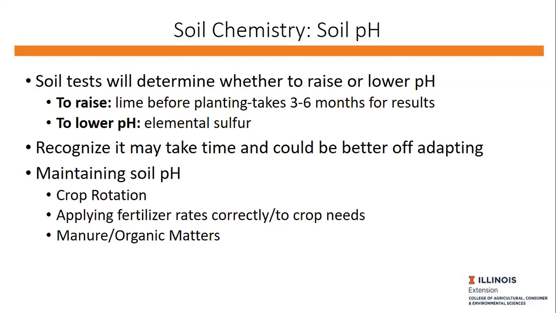As far as maintaining the soil pH, once you have it established or you feel really comfortable with it, I would encourage you to use crop rotation. Make sure that you are applying fertilizer rates correctly and addressing your crop needs. If you are adding manure and other organic matter, you will find that that can also maintain the soil pH. These practices can ensure that your soil pH is being maintained and the change that may be happening on it may be just slight.